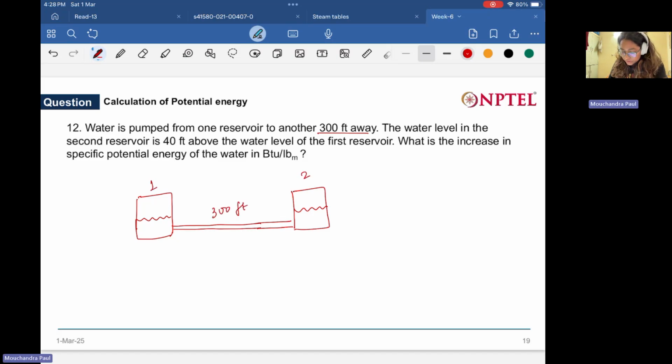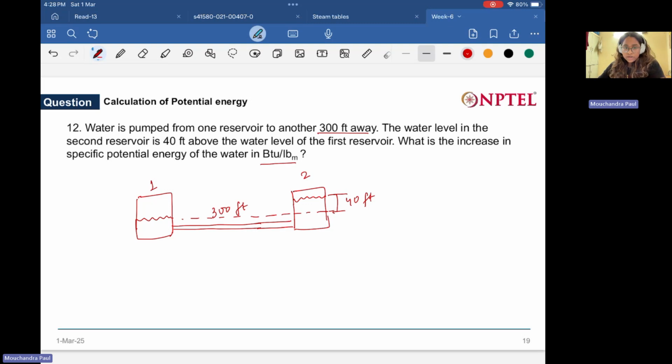The water level in the second reservoir is 40 feet above the water level of the first reservoir. So let us try to show the change in the water level. The difference in the height of the water level is 40 feet. And what is the increase in specific potential energy of water in BTU per pound mass?